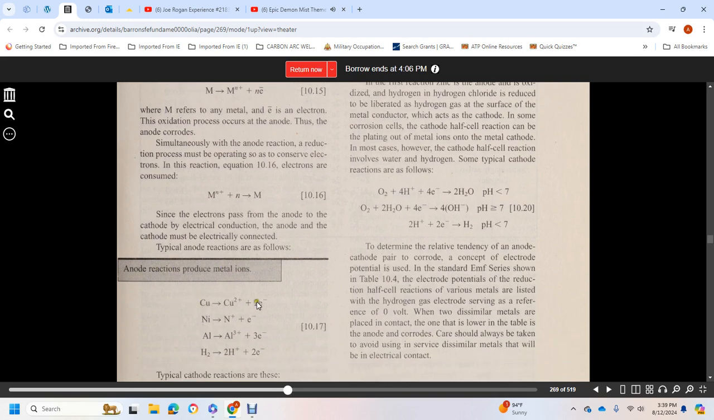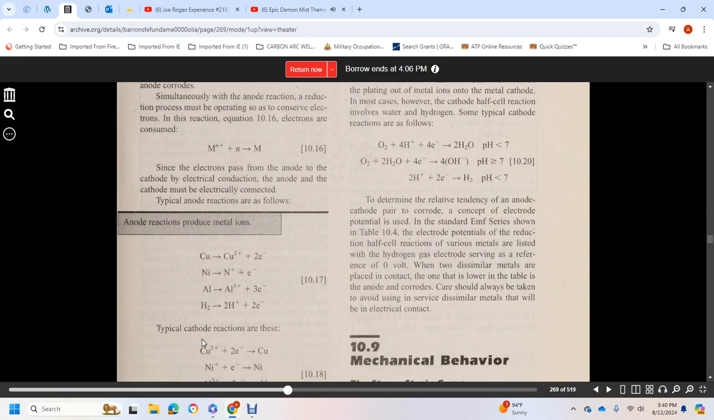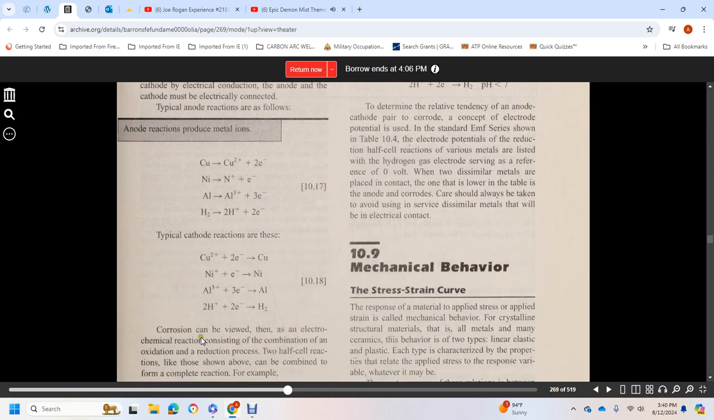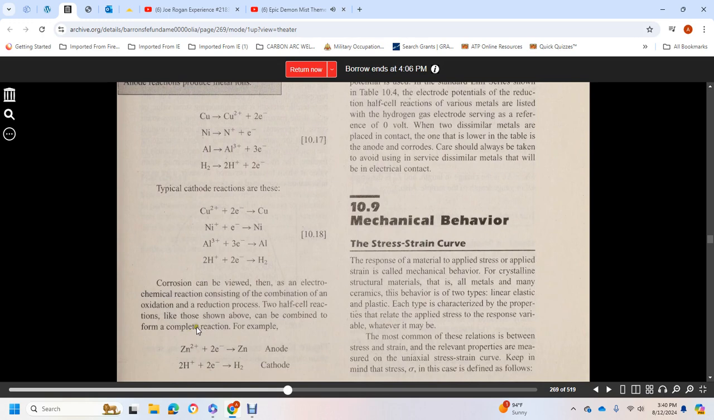You have copper, 2 electrons, nickel, aluminum and hydrogen. Typical anodic reactions: copper, nickel, aluminum, hydrogen. Corrosion can be viewed as an electrochemical reaction consisting of a combination of oxidation and reduction half-cell reactions like those shown above, which can be combined to form a complete reaction.